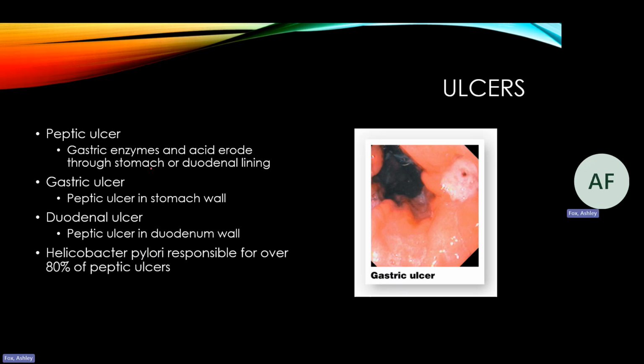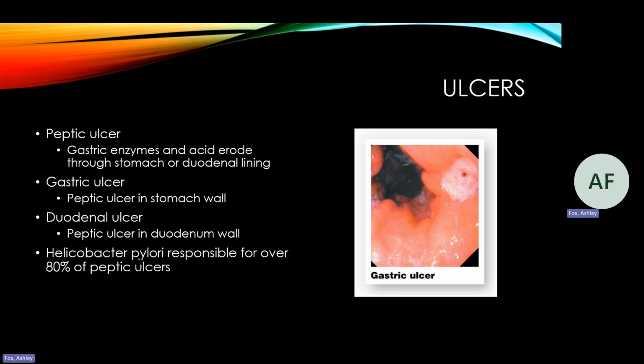So peptic ulcers: those enzymes like proteases can actually get activated, and acid will go through the stomach or the duodenal lining, so it'll actually cause damage, and then we don't have the cells, we don't have the protection. Eventually it can go through the entire lining of either stomach or the duodenum. So a gastric ulcer is a peptic ulcer in the stomach wall. A duodenal ulcer is a peptic ulcer in the duodenum.